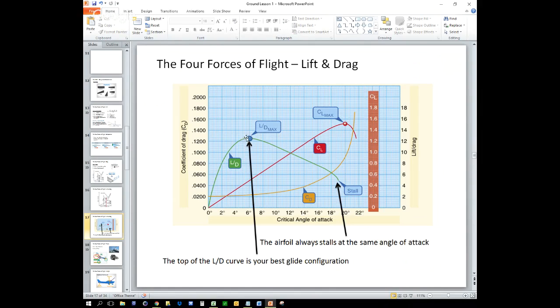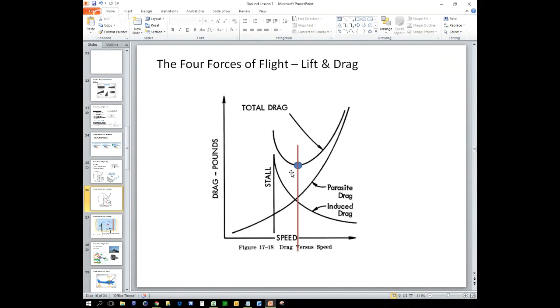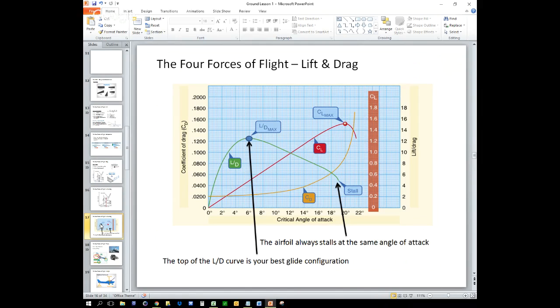And I've got down here a note that it's your best glide configuration. So that point, 6 degrees angle of attack on this particular airplane, is the same as this point for that particular airplane only. So by looking at these two charts, you can draw a relationship between speed and angle of attack.